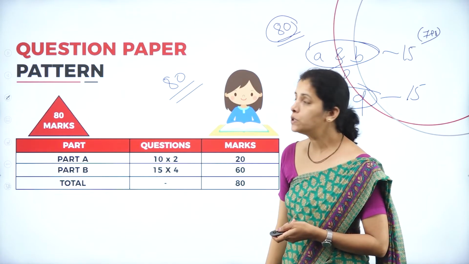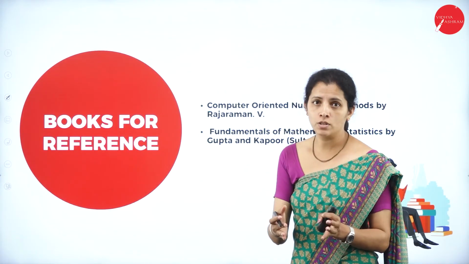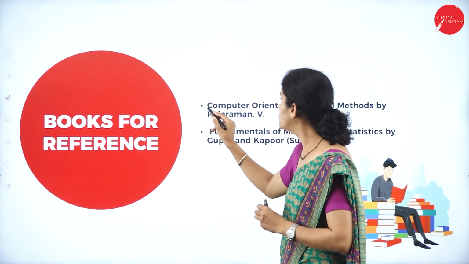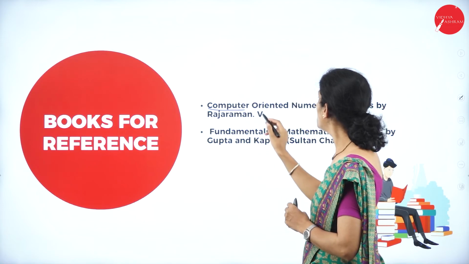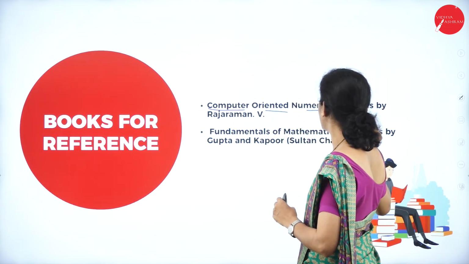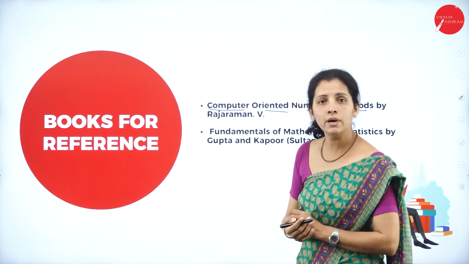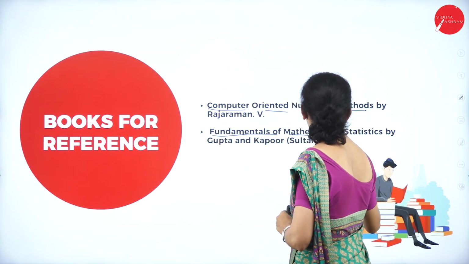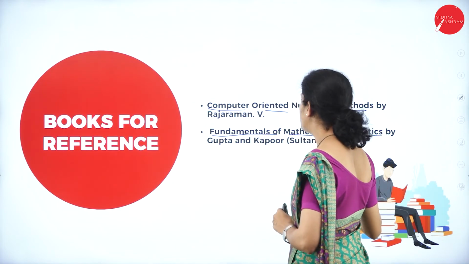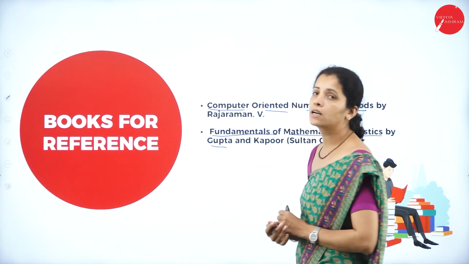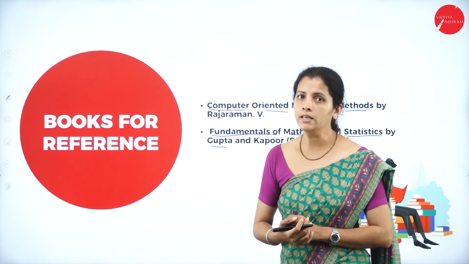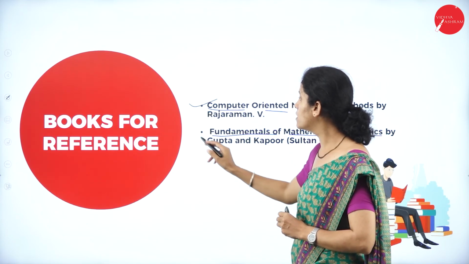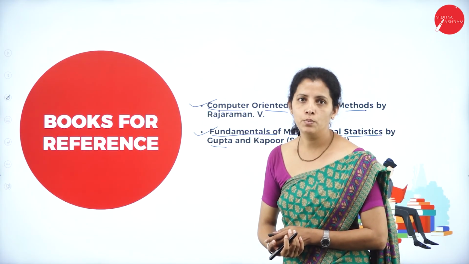Now let me consider the books which you have to refer. That is, you have to refer to Computer Oriented Numerical Methods by Rajaraman V or Fundamentals of Mathematical Statistics by Gupta and Kapoor. So dear student, you can refer to either the first book or the second book.